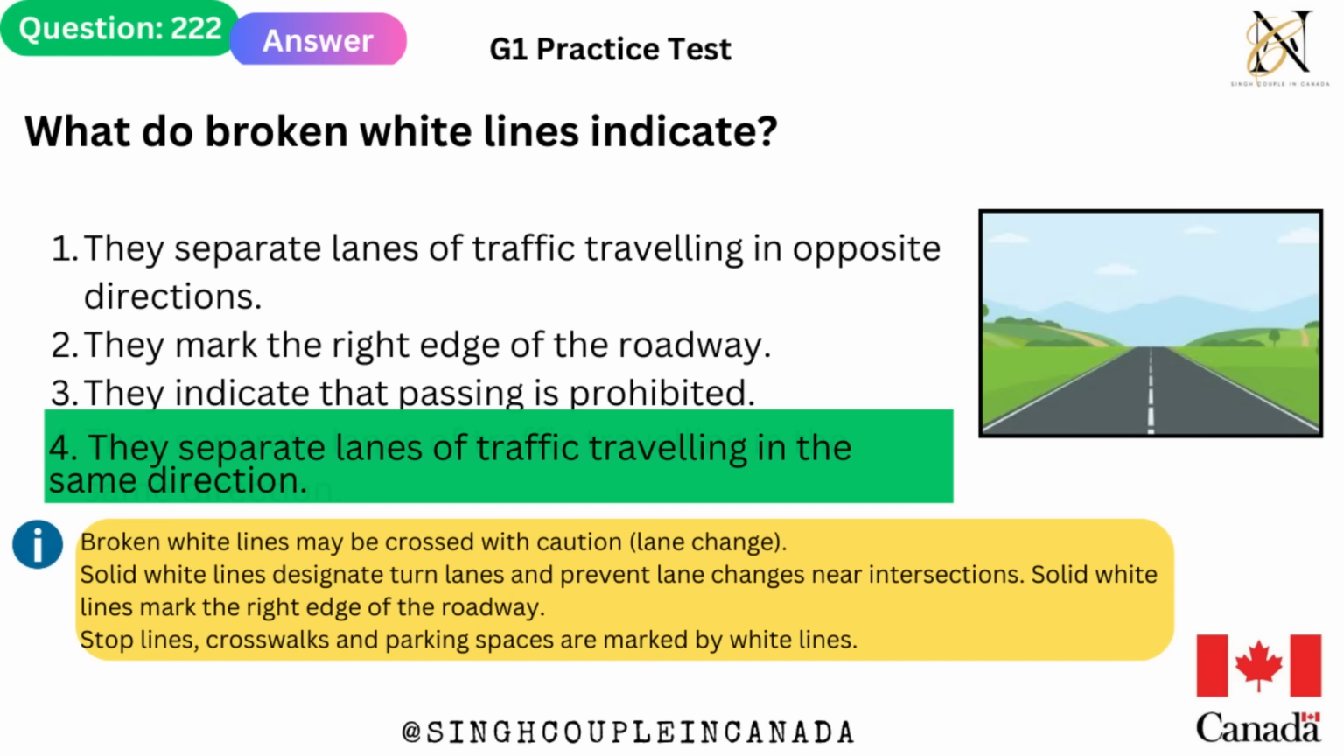Broken white lines may be crossed with caution, for a lane change. Solid white lines designate turn lanes and prevent lane changes near intersections. Solid white lines mark the right edge of the roadway. Stop lines, crosswalks and parking spaces are marked by white lines.